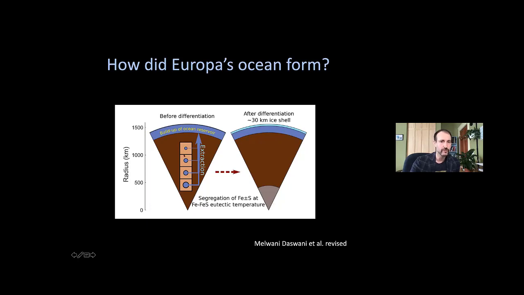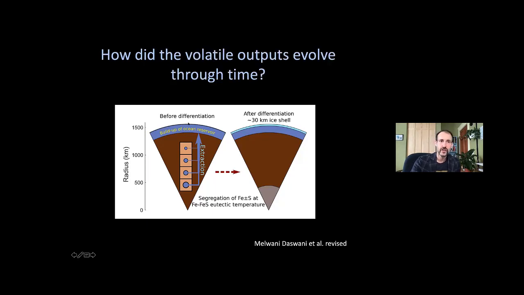And here's our earlier model when the ice was much thinner, possibly absent for brief periods. So we can ask how the volatile outputs into the ocean change through time. I have some details that I can get into on that.